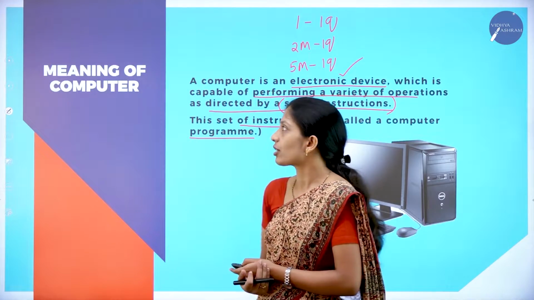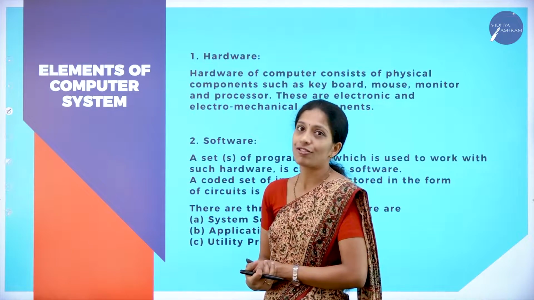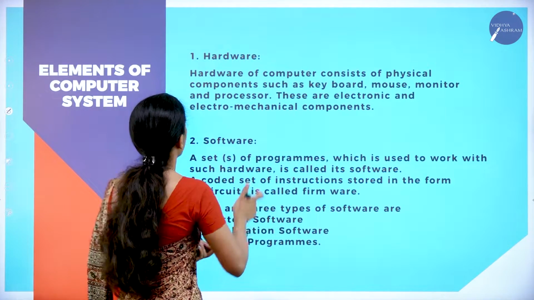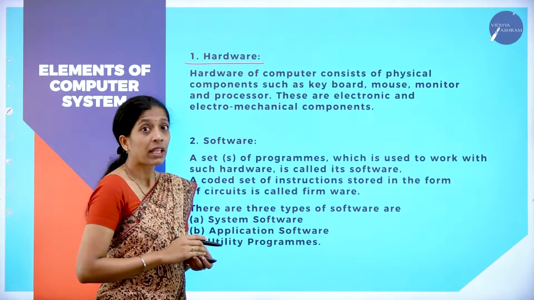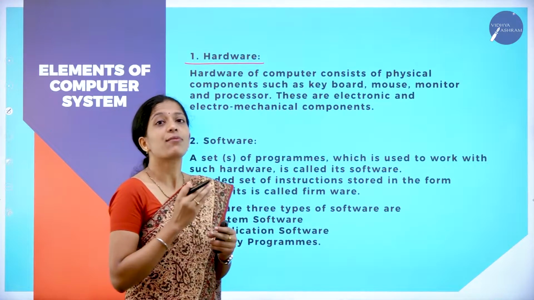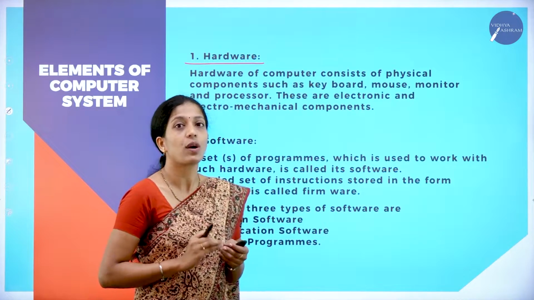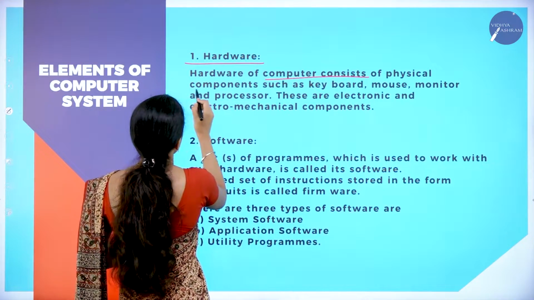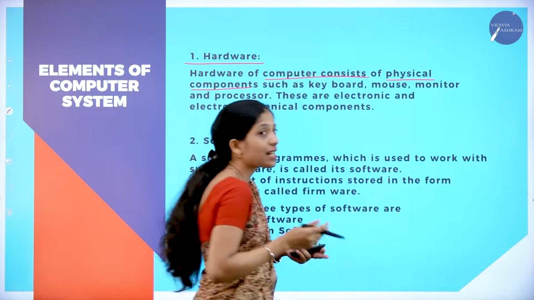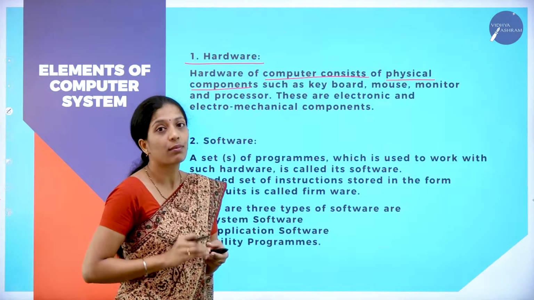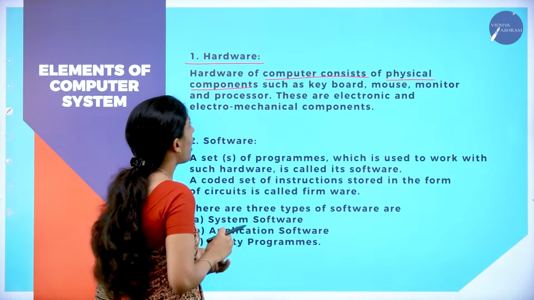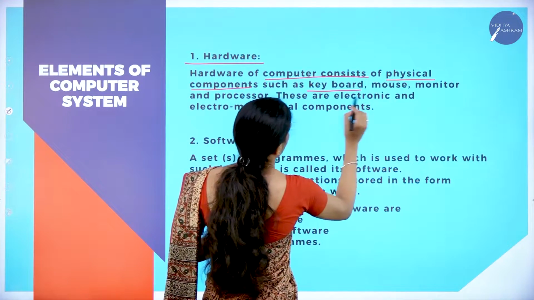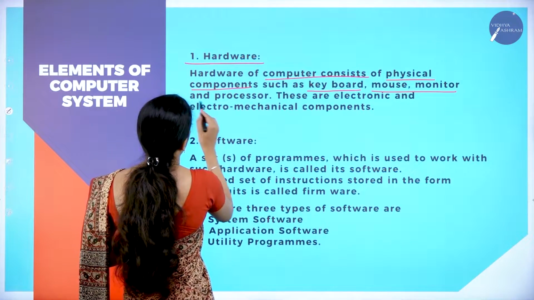Now coming to the next concept, we shall see the elements of computer system. What are the elements of a computer system? Coming to the first one, hardware. What has some physical existence? That is known as hardware. Hardware of a computer consists of physical components, in the sense that we can see those components, such as keyboard, mouse, monitor and processor.